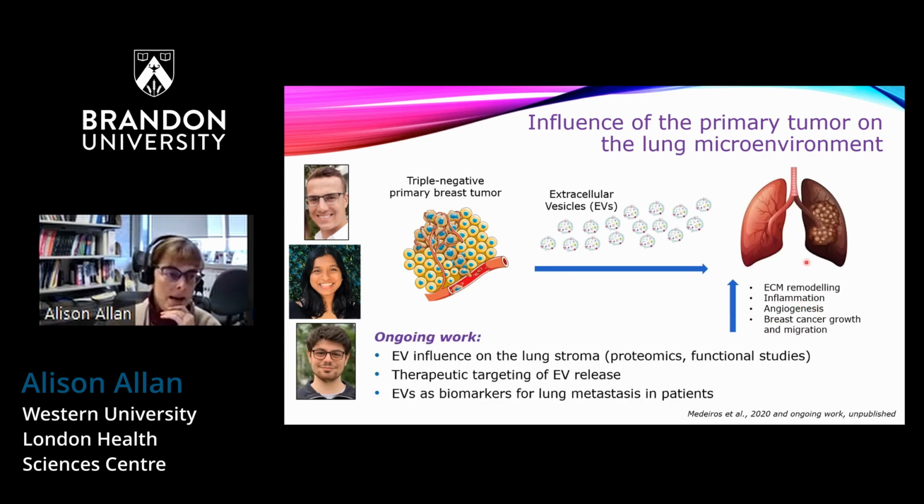And so in ongoing work in the lab by two newer students, Irvi and David, we're looking at the influence of these EVs specifically on lung stromal cells. We're doing proteomics and functional studies on fibroblasts and endothelial cells, looking at whether we can actually target these EVs therapeutically so they're never released from the tumor in the first place. So this is a prevention measure in terms of metastasis prevention. And then we're also exploring whether these can be biomarkers for lung metastasis in patients. And this work has a lot of similarities to Dr. Majumdar's work because many of the markers are microRNAs.